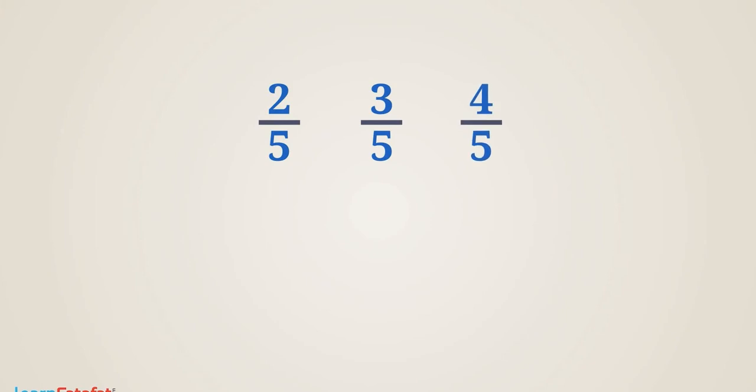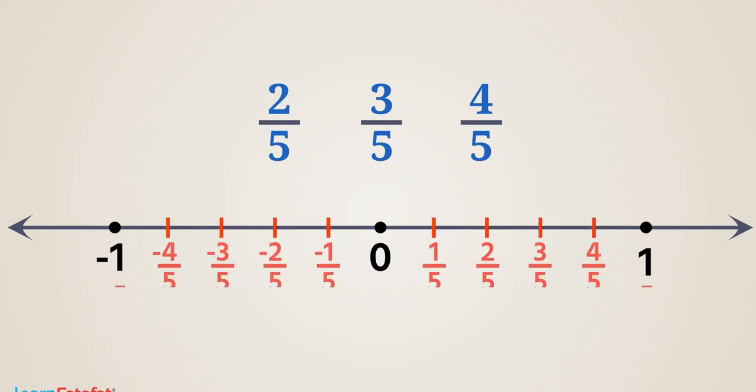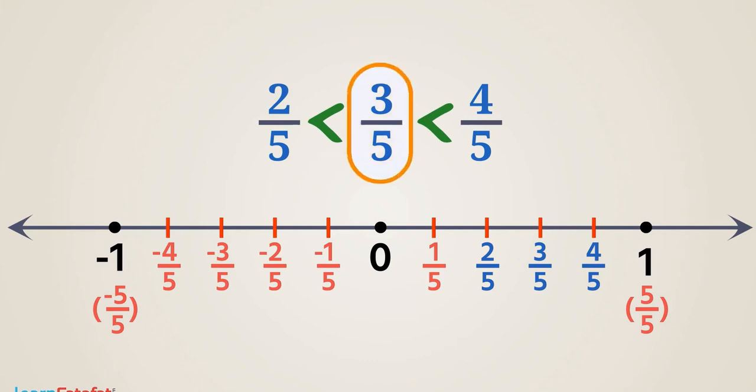Consider rational numbers 2 by 5, 3 by 5 and 4 by 5. Let's represent them on number line. For that, we divide each unit in 5 equal parts and locate 2 by 5, 3 by 5 and 4 by 5. It appears that 3 by 5 is greater than 2 by 5 but smaller than 4 by 5. So we can say that it is between the two rational numbers 2 by 5 and 4 by 5.